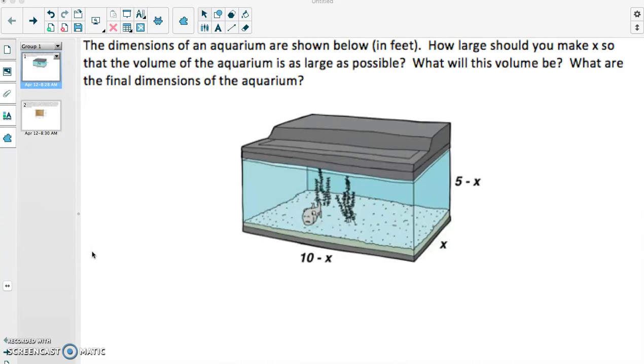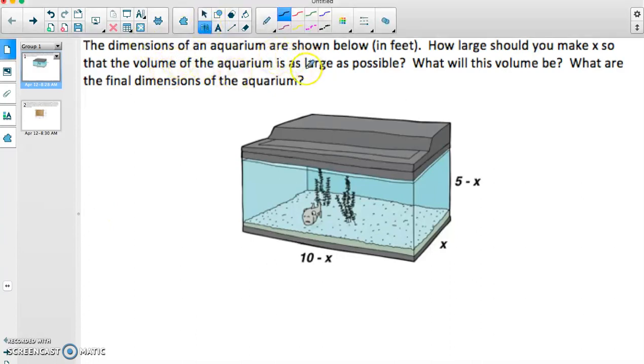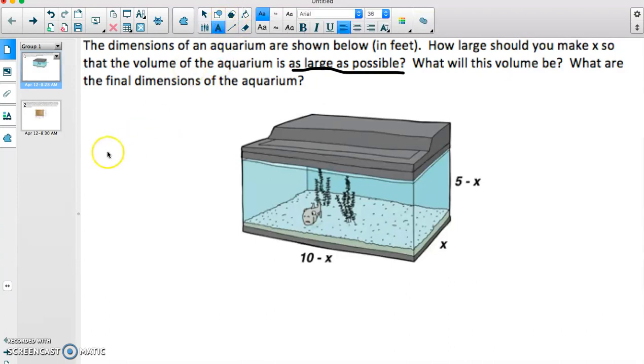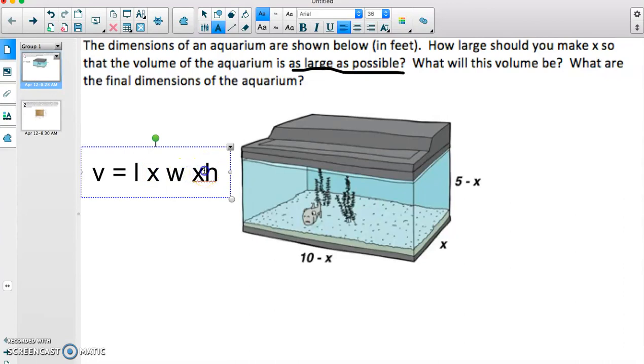So the first thing I notice here is I want to make the volume as large as possible. That's what is driving this whole problem. When I'm talking about volume, I have a rectangular prism, or a box, and I know that the volume of a box is equal to length times width times height. So that's going to be driving whatever I do here.